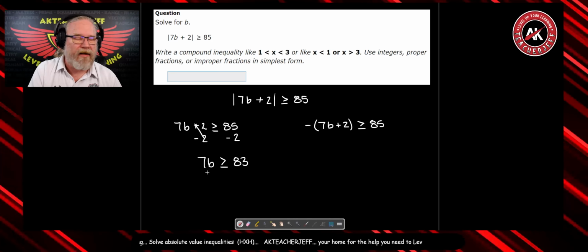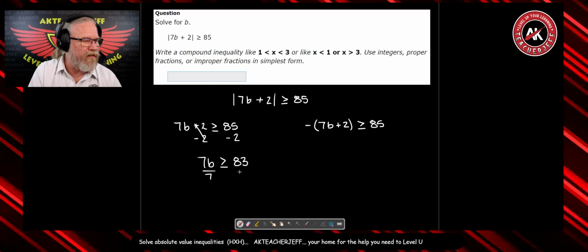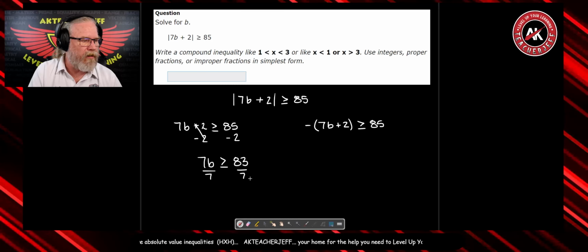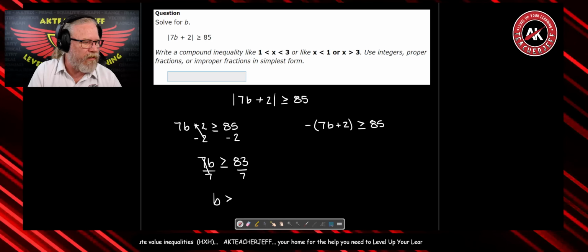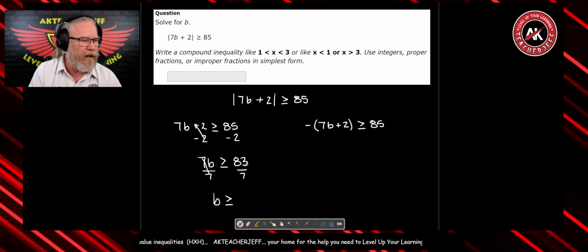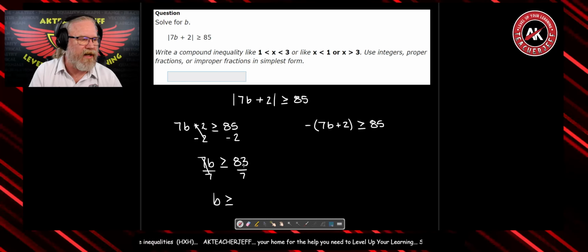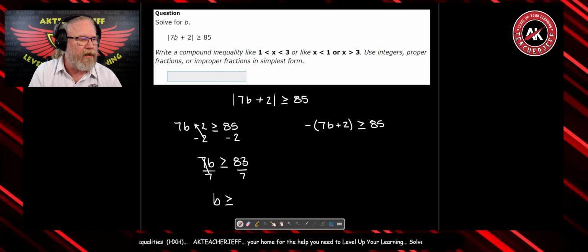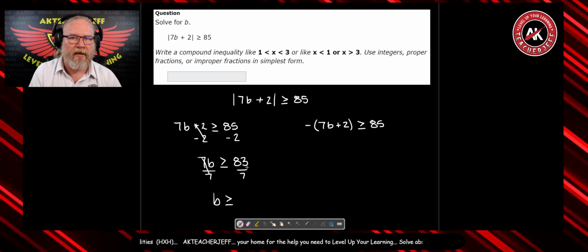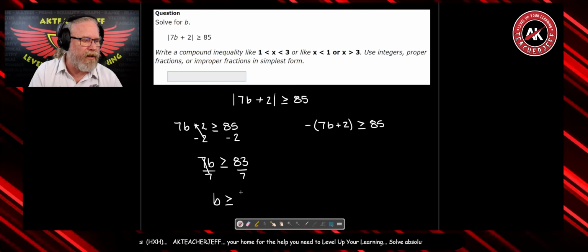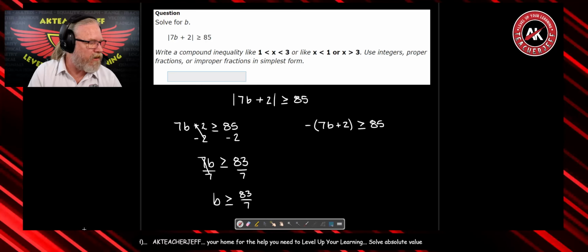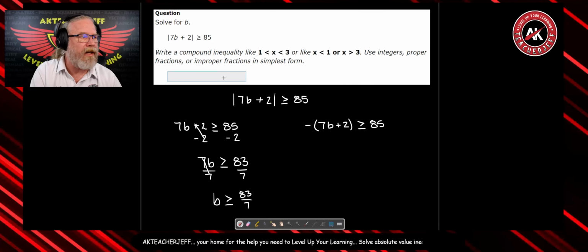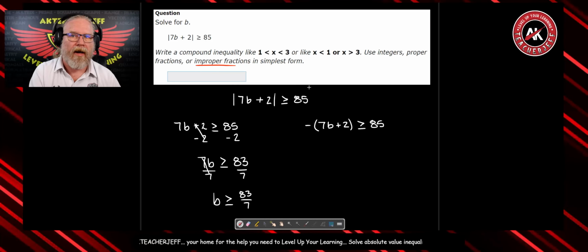Now the 7's tied to the b through multiplication. Let's go ahead and divide by 7. What we do to one side, we do to the other. The 7's cancel each other, leaving me with just the b. Bring down my sign, and 83 over 7. 7 will not go into 83, so I cannot simplify this to a nice whole number. So I'm going to leave it as a fraction. It is indeed an improper fraction, but that's okay because our directions say that I can use an improper fraction.